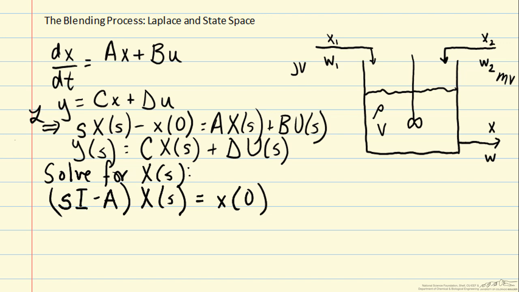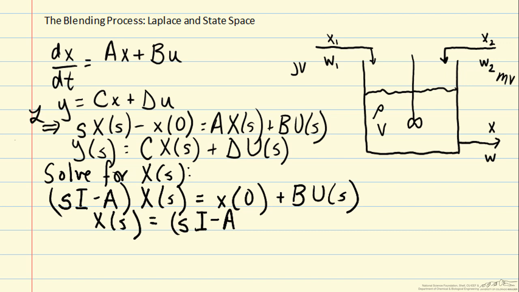So this all works pretty much the same as it does with scalar equations when we have matrix equations, but we do need to be careful and remember that we're dealing with matrices. So we had to multiply our s by the identity matrix so that it would have the right dimensions to then have A subtracted from it. But now we can go ahead and solve for X(s). Again, we need to remember that we're dealing with a matrix equation, so we can't just divide by sI minus A. We need to take the matrix inverse.